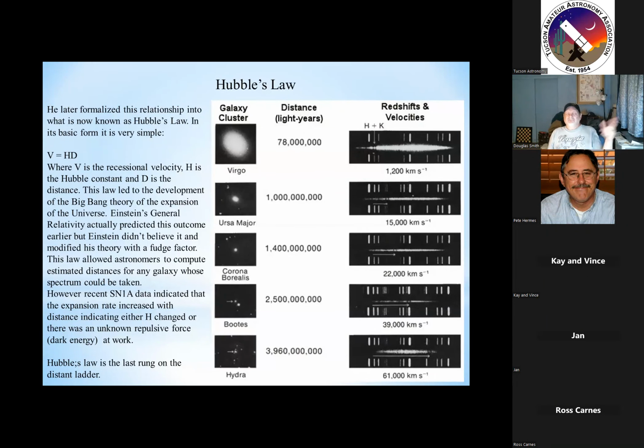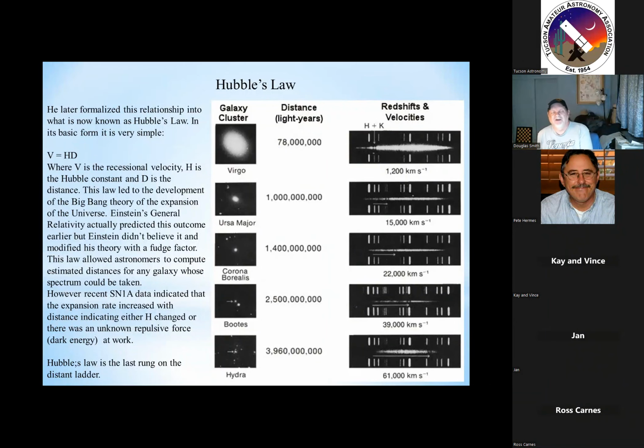But that law, Hubble's law, is what led to the development of the Big Bang theory and the expansion of the universe that we think of today. And I'm sure all of you probably already know this, but Einstein's general theory of relativity actually predicted that outcome, that the universe was expanding. Einstein didn't believe it and put in a fudge factor to get rid of it. He later said that was the biggest mistake.